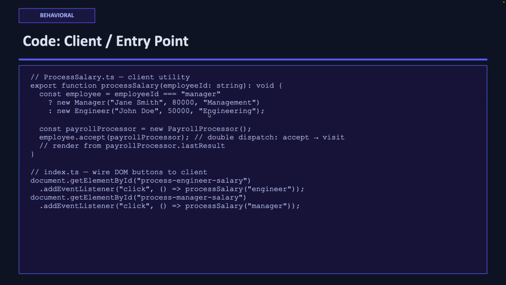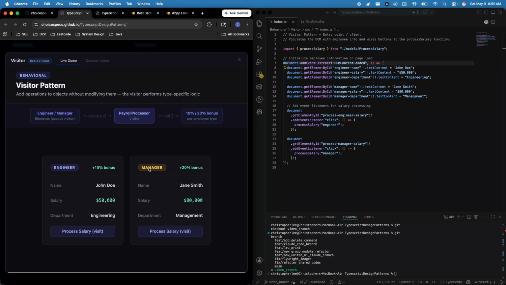So the client creates the element, it creates the visitor, and it calls the employee's accept on the payroll processor, and that one line will trigger the full dispatch chain. The entire index TypeScript file is just doing routing, attaching the process salary function to the two button click handlers. The entire entry point has no business logic at all. It just maps the user interactions to the client function that we have for the visitor pattern.